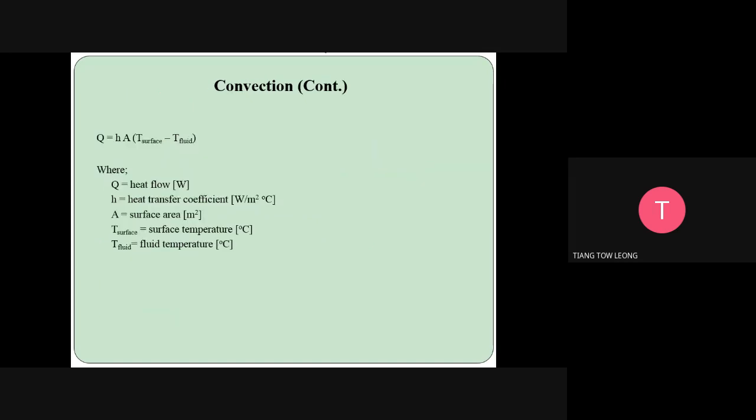So there's a formula as well. Formula you need to memorize. I'm not sure whether the formula will be given in the exam or not, but please remind me to ask when the exam is near. The terms are: heat flow in watts, heat transfer coefficient in watt per meter squared per degree, area, surface temperature, and fluid temperature.